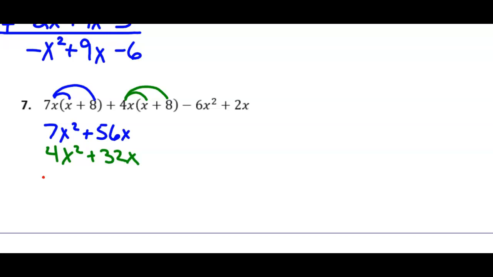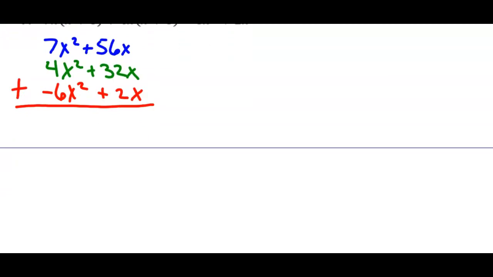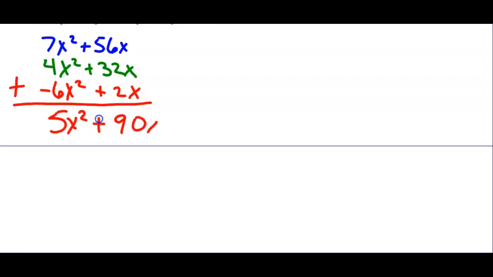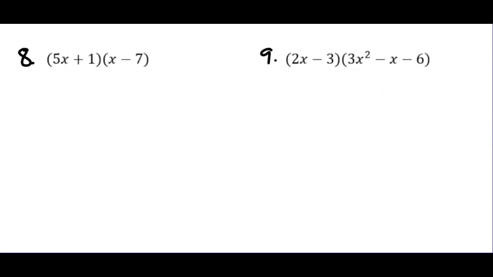Do I have to multiply it by anything? No. So we can just go underneath here, and 2x can just go underneath here, positive 2x. Now I add those together. What do I get? Five x squared plus 90x. Good. So I've got to multiply before I can add together my like terms. That's the same problem. I don't know why I have 2 of it.